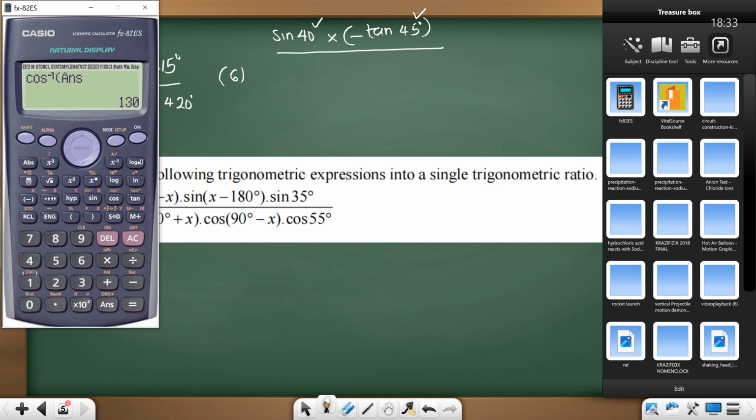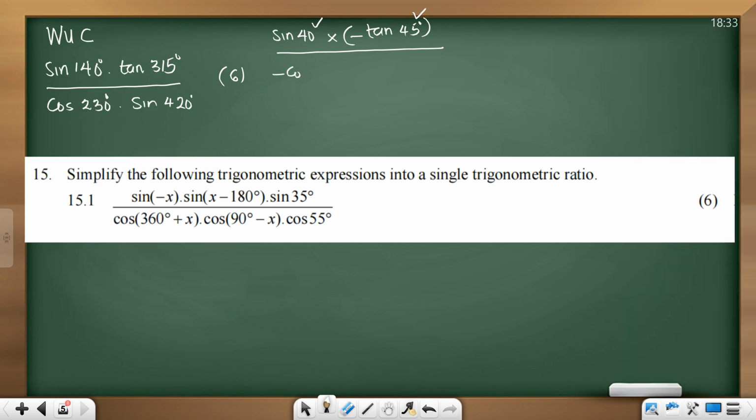But don't put 130. You want it to be an angle smaller than what? 90. That's what I said. So what do you do? Minus 180. What do you get? All your angles must be smaller than what? 90. Negative cos what? 50.